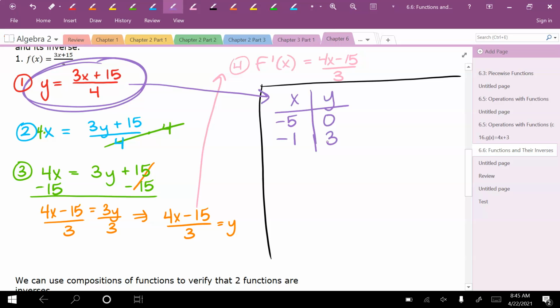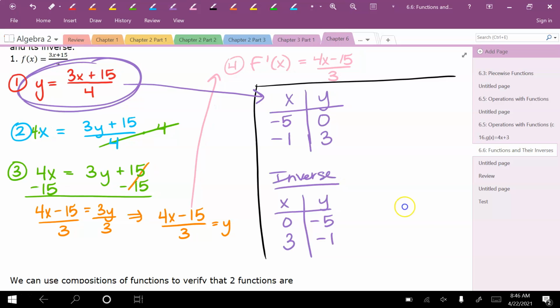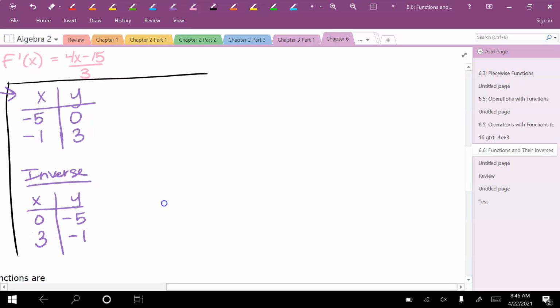Now, for the inverse, what I would do then is just take those coordinates that I have up here in this chart and flip them around. So the 0, 3 in the y column, those get moved over into the x column. And then the -5, -1 get moved over to the y column. So now I have a couple of points. All I need is 2 points to graph this because they're linear equations, so they're just lines. Okay, so I'm going to come over here and graph these now.